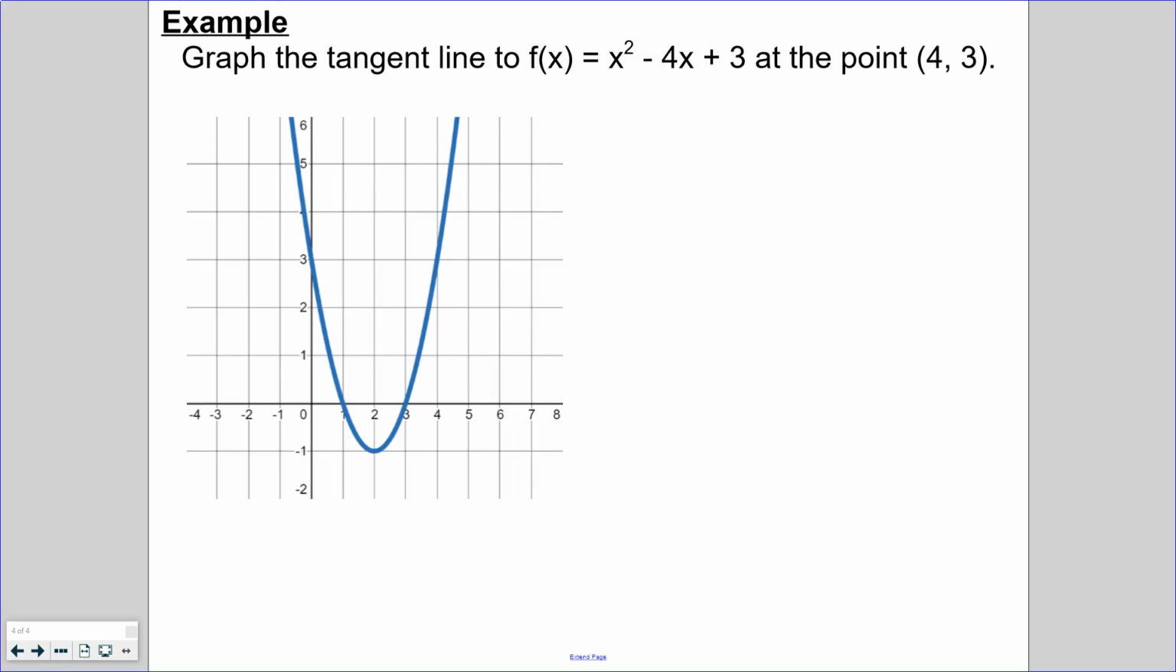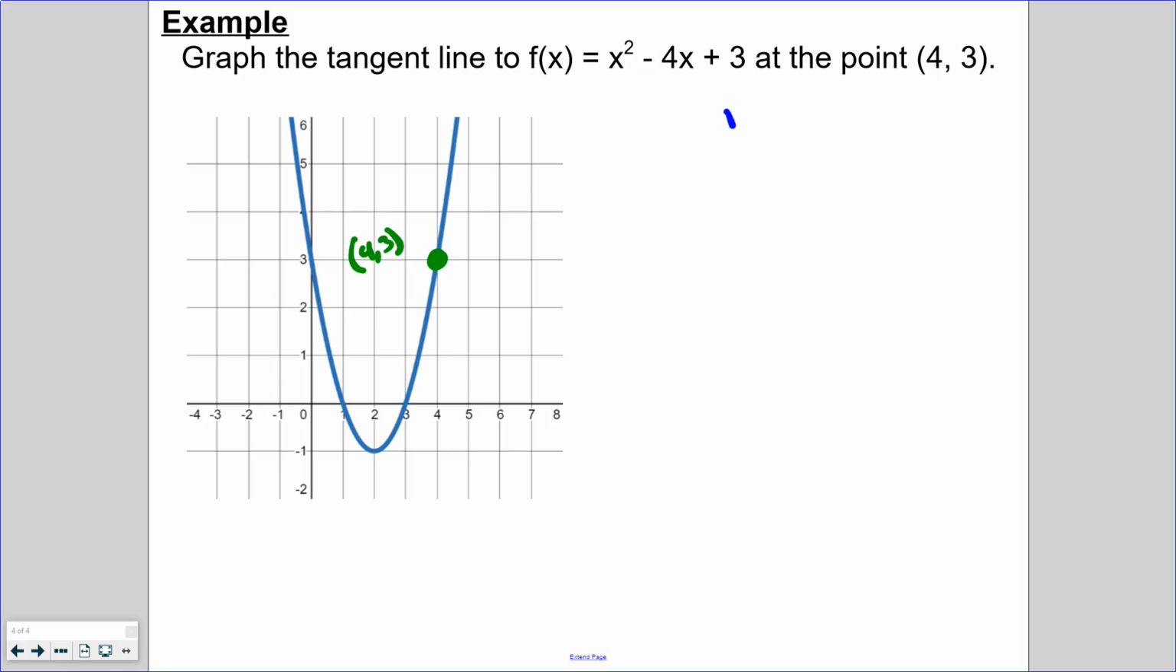All right, last question we got is we want to graph the tangent line to f of x equals x squared minus 4x plus 3 at the point 4, 3. So again, here we're not only trying to find the equation of the tangent line, we're trying to graph it. So let's first start off by finding the point on our tangent line at 4, 3. And that means we're trying to graph the tangent line through this particular point. And we'll label that 4, 3.